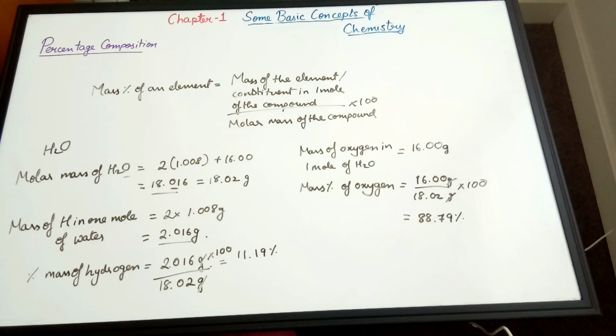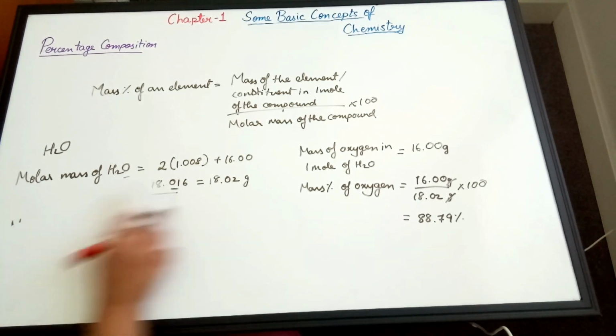Into 100. So the calculation is right. I'm so sorry, I should have written into 100. So only if you multiply it with 100, you get it in terms of percentages. Okay. Now the other example we are going to be considering is ethanol.